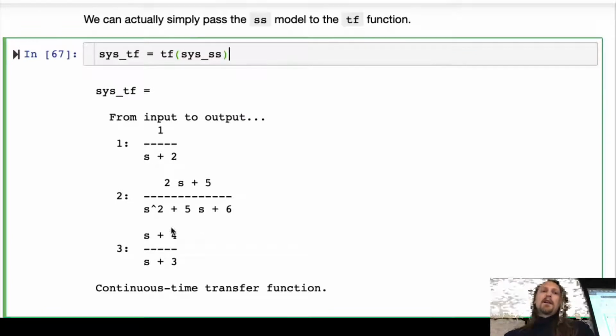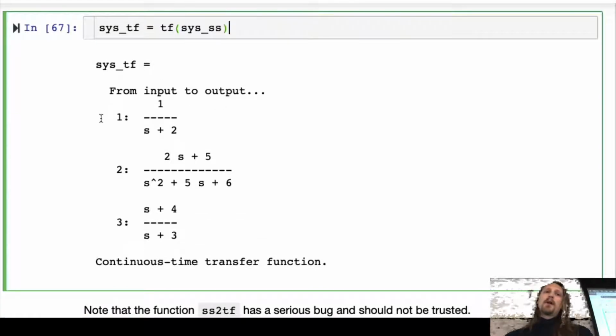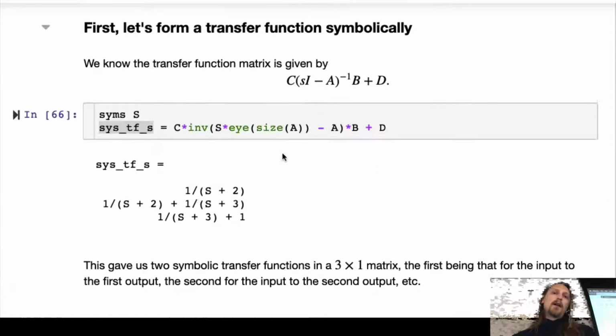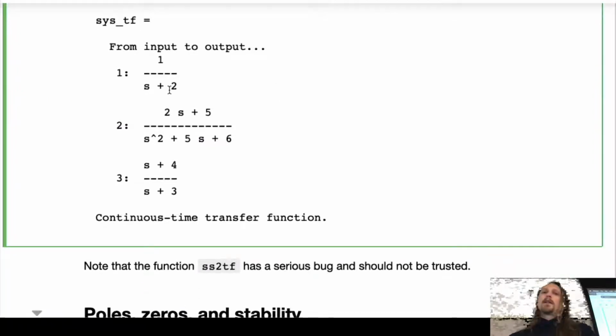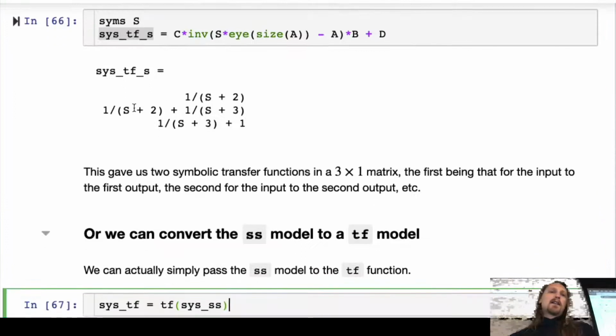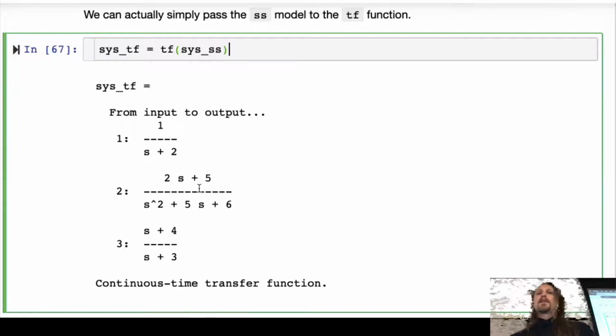So this gives us a TF model that has 3 outputs. From the input to output 1, to output 2, to output 3. This is exactly the same result that we got above. So 1 over s plus 2, 1 over s plus 2. And then the second one, if you find the common denominator, which is s plus 2 times s plus 3, then in the numerator you have 2s plus 5, and in the denominator you have s squared plus 5s plus 6, which is what we have here.